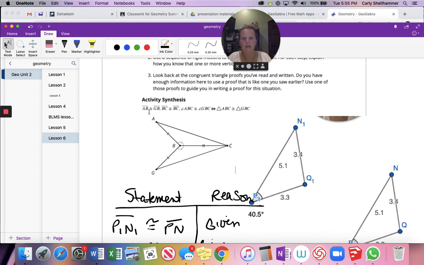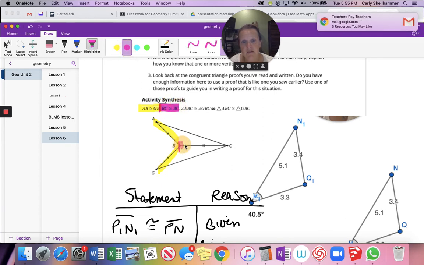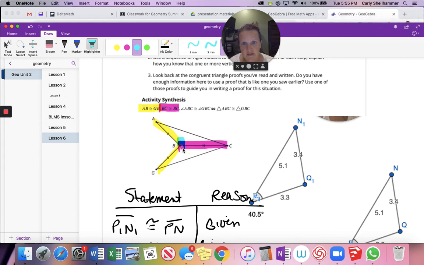Okay, so here in this activity synthesis, I'm going to highlight. If I look at AB is congruent to GB, and then I can see that BC is congruent to BC because they're the same. And then I can see that angle ABC is congruent to angle GBC. So what we see there is side angle side. Oh, that should be blue. Highlighter. There we go.